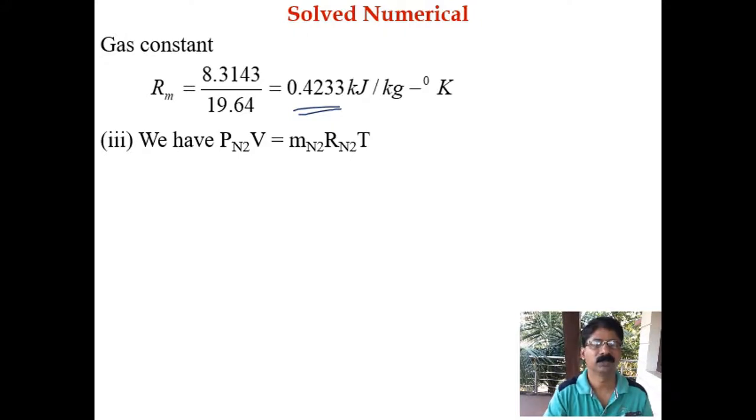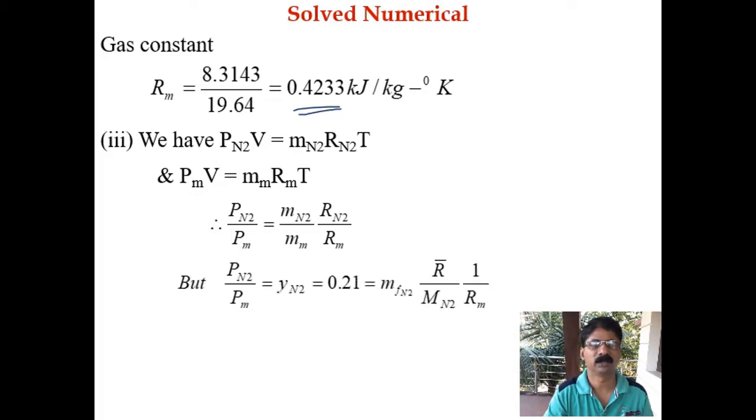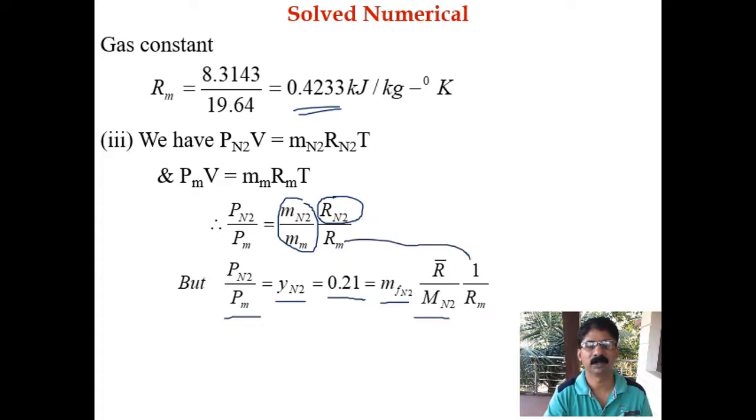Similarly, we have the state equation for nitrogen, Pn2 V is equal to Mn2 Rn2 into T, and also for the mixture, Pm V is equal to Mm Rm into T. If you divide, you'll get Pn2 by Pm is equal to Mn2 by Mm into Rn2 by Rm. So here Pn2 by Pm is nothing but the mole fraction of N2, which is 0.21, and Mn2 by Mm you can write as the mass fraction of N2, and Rn2 you can write as R bar by Mn2, and the Rm in the denominator comes here as 1 by Rm.